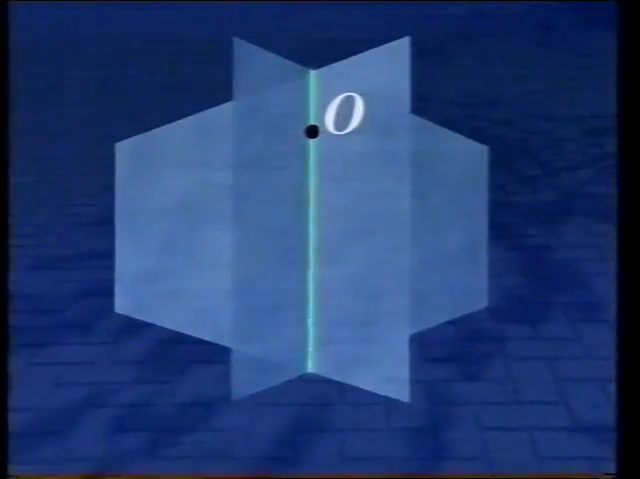Suppose, on the other hand, that we start with two projective lines. Each of these corresponds to a Euclidean plane through O. These planes must meet in a Euclidean line through the origin. So in terms of projective geometry, it follows that any two projective lines meet in a projective point.